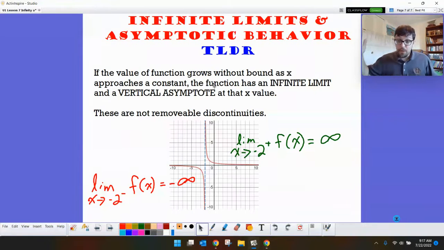And that's it for limits that spit out infinity and are vertical asymptotes. So if your function is spitting out infinity, note that it is giving you a vertical asymptote. And most importantly, remember that even if the limit does exist and it is heading towards infinity, it is not a removable discontinuity, even though it's just a single point where a discontinuity happens.